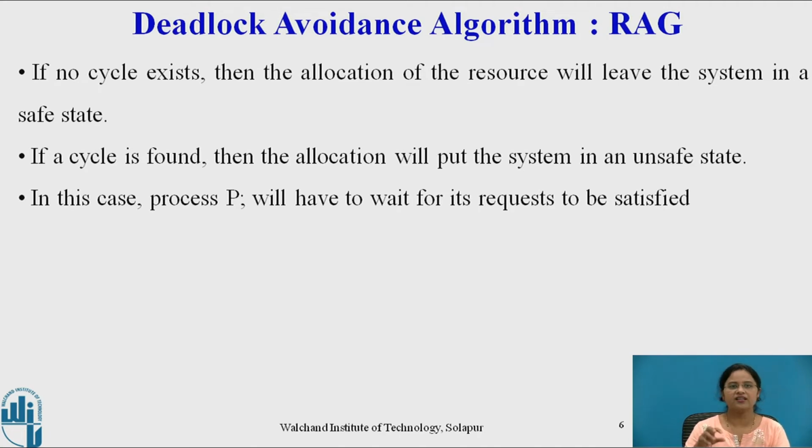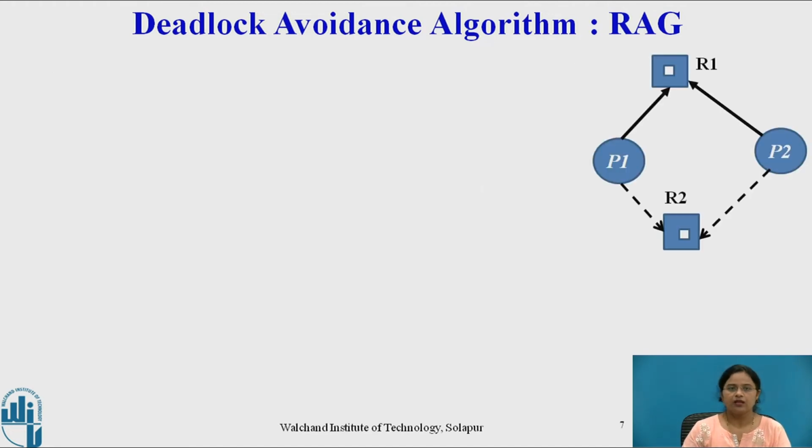If a cycle is found, then allocation will put the system in an unsafe state. So, in this case, that process will have to wait for its request to be satisfied. Means if a cycle is found in the resource allocation graph, then the process must wait till its request gets satisfied. Okay. So, this is the example.